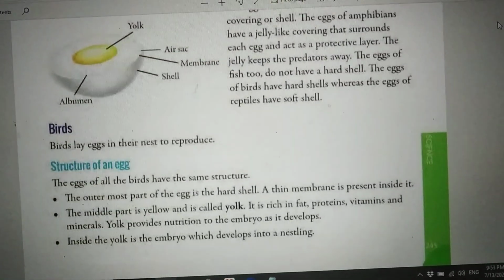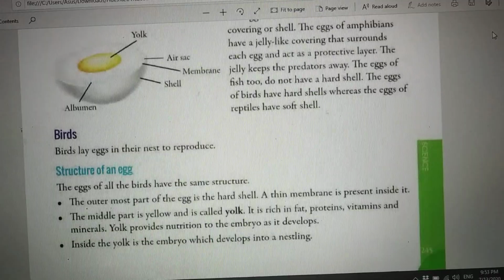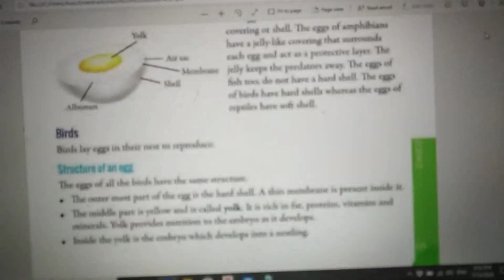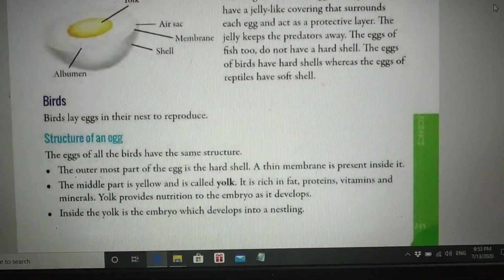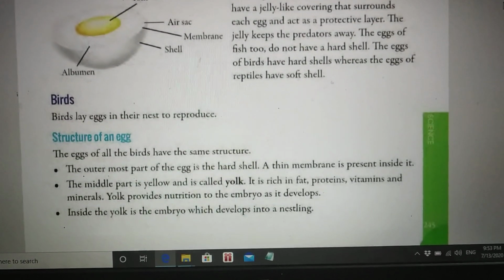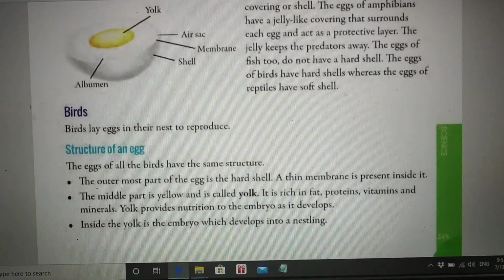Air sac you have studied in the previous chapter also. That only becomes, while they grow up, helps in flying. Next is your albumen. That is becoming the body structure of the bird. So now we'll study about the structure. The egg of the bird has the same structure.